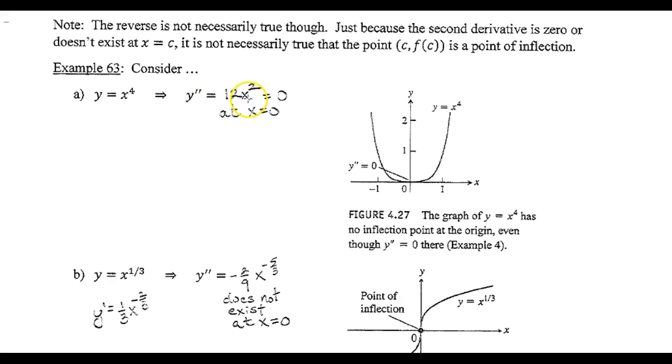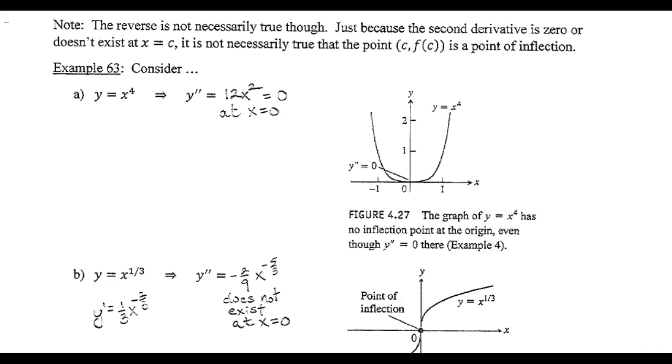Setting the second derivative equal to 0, we have x equals 0. However, that x equals 0 is not a point of inflection because the concavity of this function does not change. The concavity is always up. This is always a concave up function, holds water everywhere. So x equals 0, even though the second derivative is 0 there, is not a point of inflection.